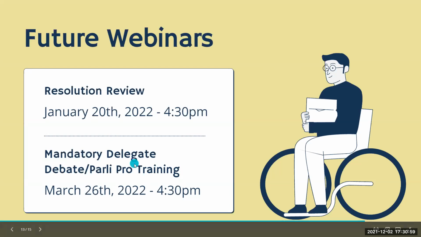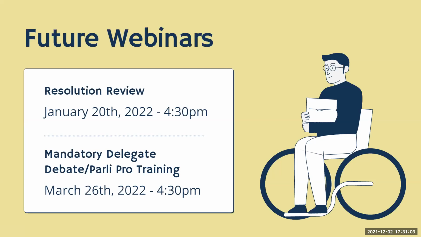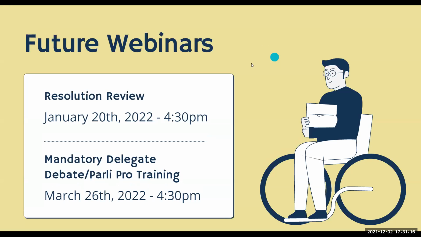We're going to take a little break over winter break so everybody can just recoup. But then on January 20th, we're going to come back in full force and go over resolution review. So hopefully you've been writing resolutions, and this webinar is going to be geared toward, all right, what should you be looking at in your resolution right now so you can have the best resolution to present at GA. Is everything concise? Is it clear? Is it feasible? All the things we talk about. Are they in your resolution? We'll be looking at that on January 20th.